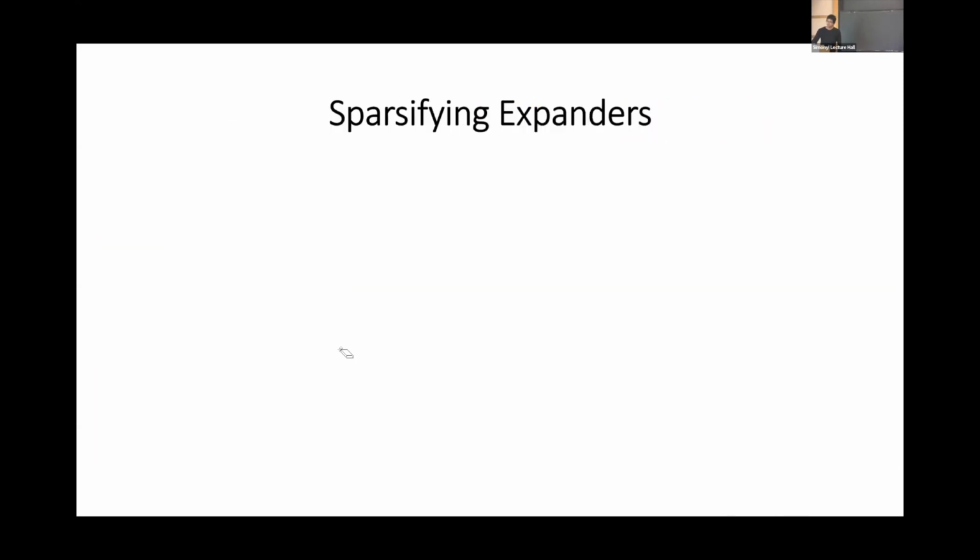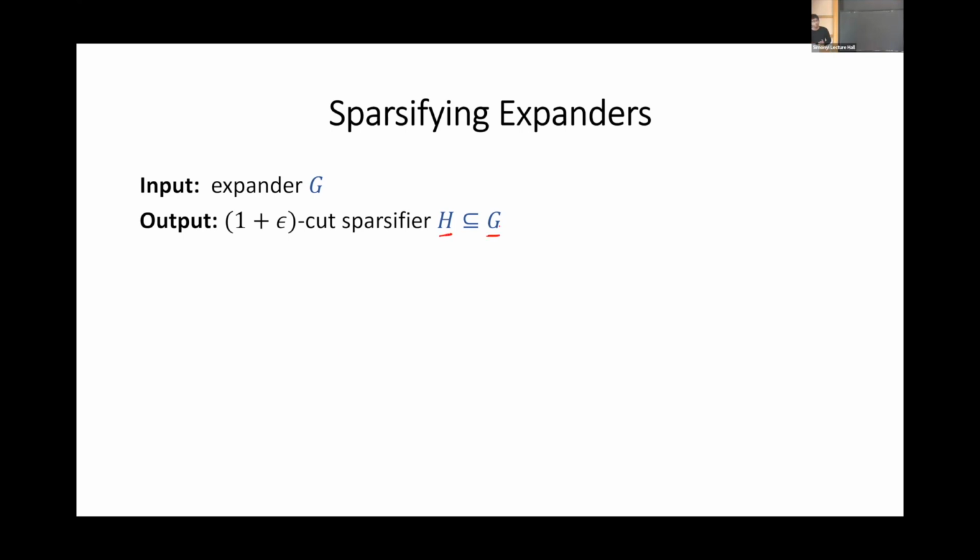Okay. So another thing I want to show you that becomes much easier in an expander is the problem of sparsifying the graph. So what is this problem? Suppose that you have an expander, and now you want to compute something called a cut sparsifier of a graph, which is just a subgraph of your input graph, such that, first of all, this subgraph should have just near-linear in n edges.